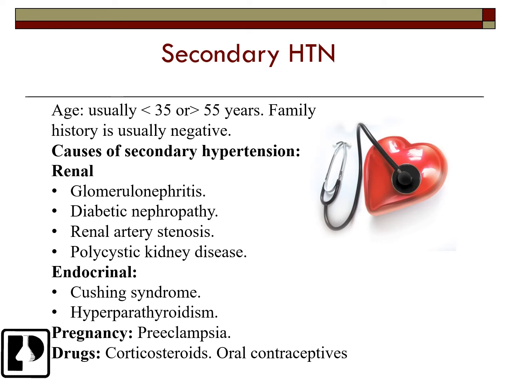Hyperparathyroidism is another endocrinal cause of secondary hypertension. In pregnancy, preeclampsia means the elevation of the blood pressure related to the pregnancy, and this usually occurs in the third trimester, and it is a fatal condition. The patient must have termination of the pregnancy because it may lead to fits and may lead to death of the mother if you do not control this problem.